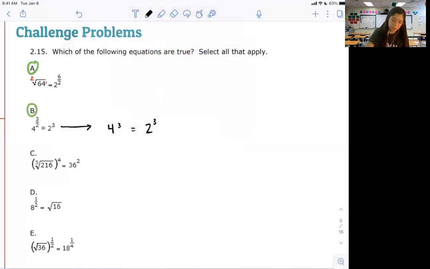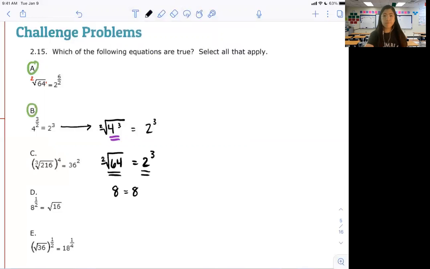And that's the beauty of these problems, is that you can kind of choose your journey. So she did it this way. She did 4 to the power of 3. That's 4 times 4 times 4. 4 times 4 is 16. 16 times 4 is 64. And then the square root of 64 is 8. And then 2 to the power of 3 is also 8. It worked out, right? You got the same answer. Different way to do it, but you get the same answer.